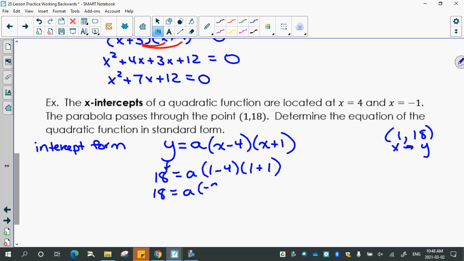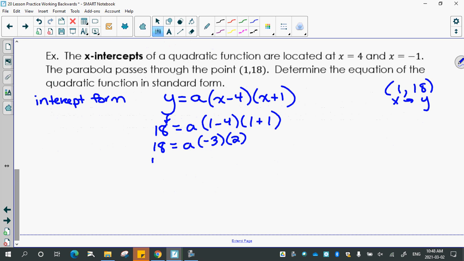So 1 minus 4 is negative 3, and 1 plus 1 is 2. And what's A times negative 3 times 2? Negative 6A, good. And then how would I get A by itself? Divide by negative 6, good. So now I've got that A is negative 3, and that was the only thing I needed in order to get my intercept form, right?